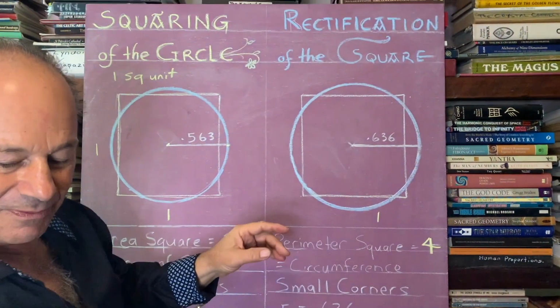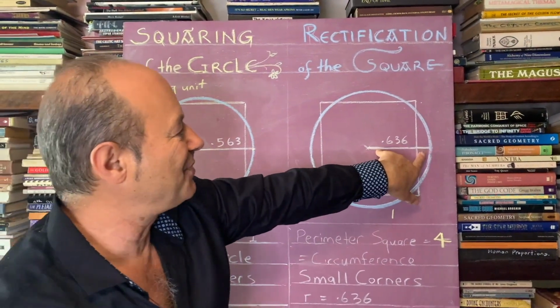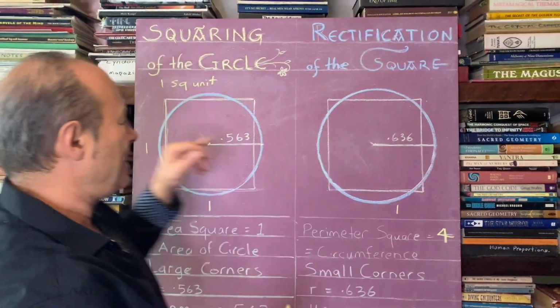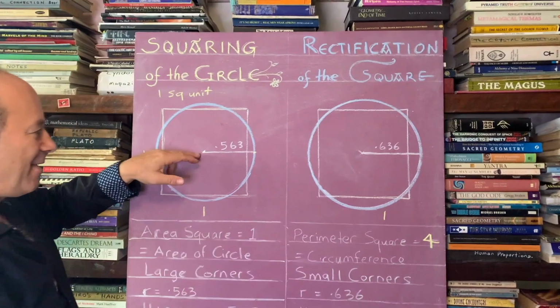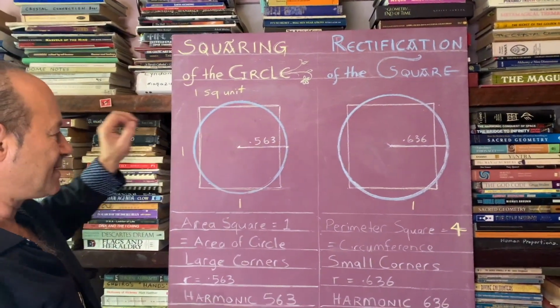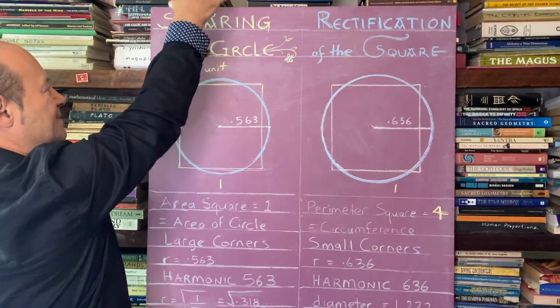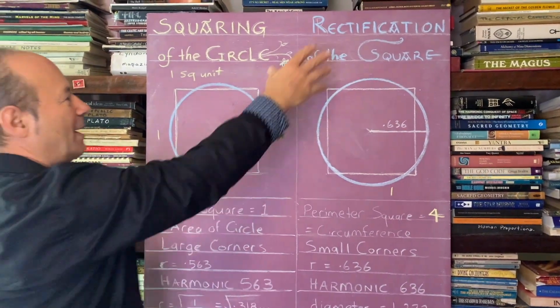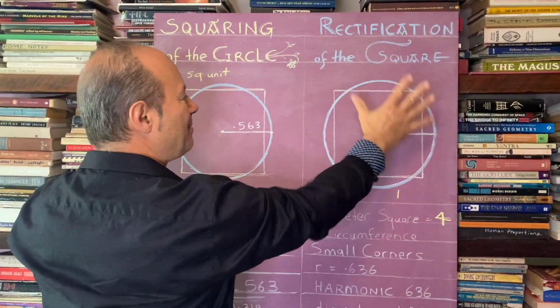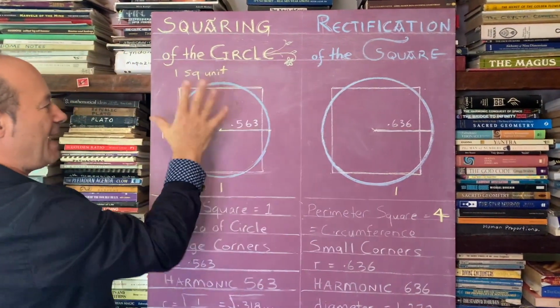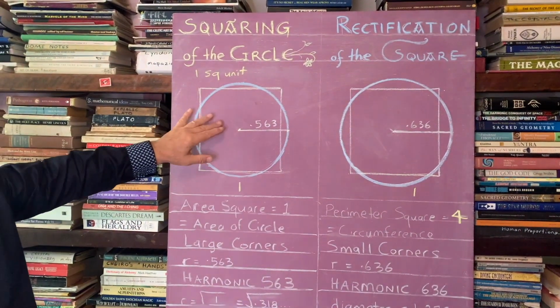So what I want you to appreciate is that the radius of this circle, 0.636, is different than the radius of the area circle squared. So you can see that the board's divided into 2 things. One's the squaring of the circle. One's the rectification of the square. Perimeters, circumference, areas.